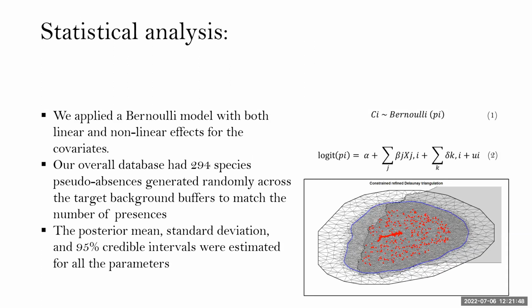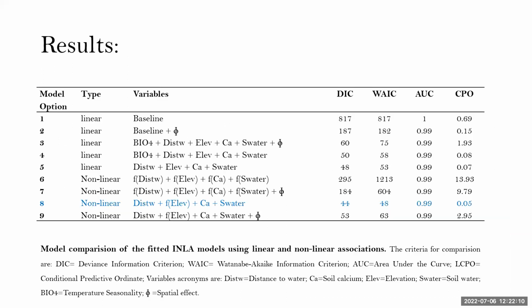I then applied a Bernoulli model with both linear and non-linear effects for the covariates and a spatial random term as shown in the equation. And the figure on the right shows a mesh structure used to estimate the spatial random field. The posterior mean and 95% credible intervals were estimated for all the parameters. And the best model used the 75 kilometer target buffer radius and elevation as a non-linear effect, and distance to water, soil calcium, and soil water as linear effects. So option 8 in the table.